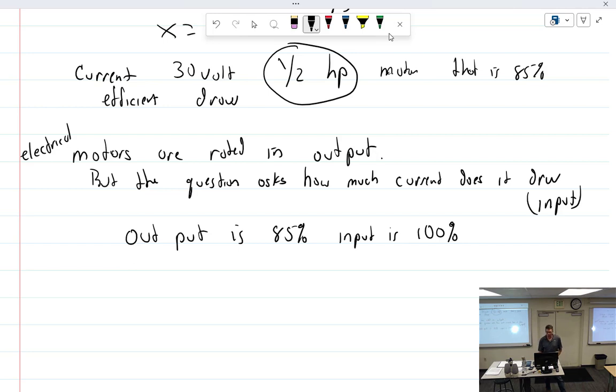Okay. So we have a half, and then it's always given to you that 746 watts equals 1 horsepower. That's always going to be a given on the FAA tests. You don't have to memorize that, but I guarantee you'll probably memorize it just because you're dealing with it in this class so much. 746 watts equals 1 horsepower.